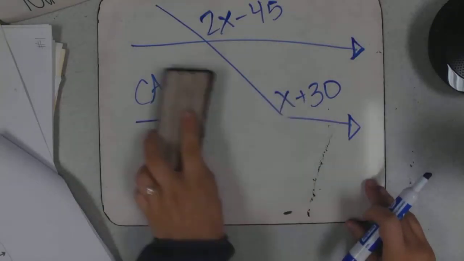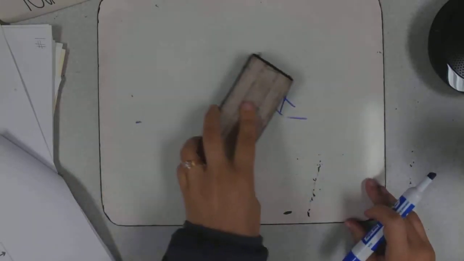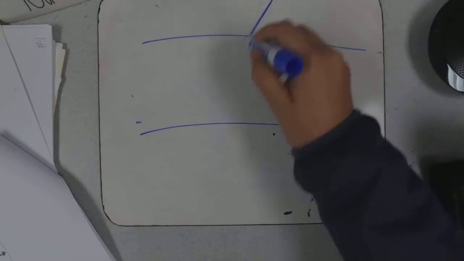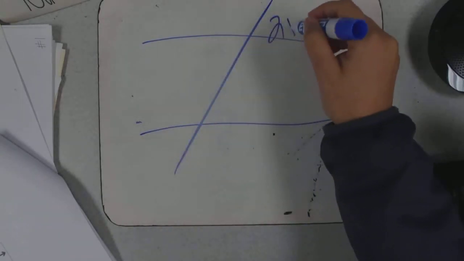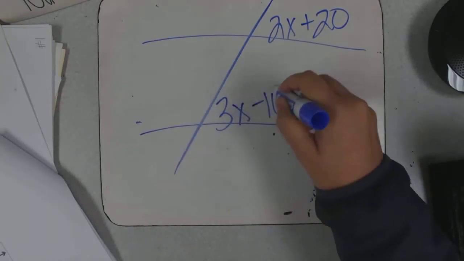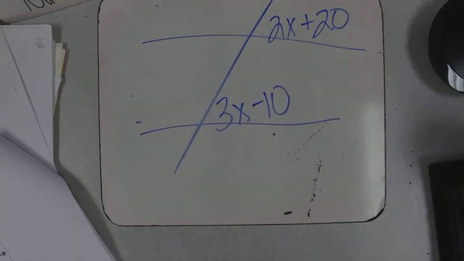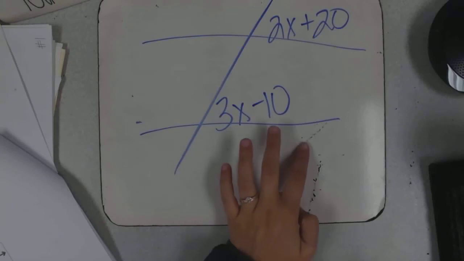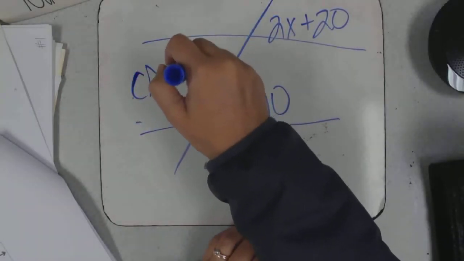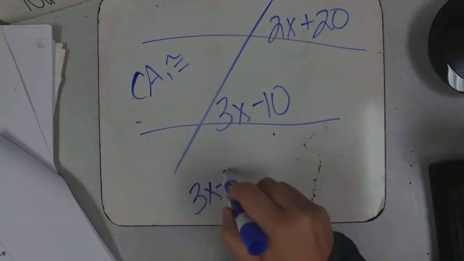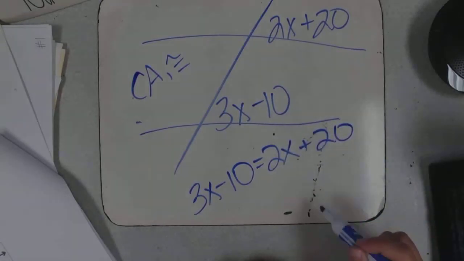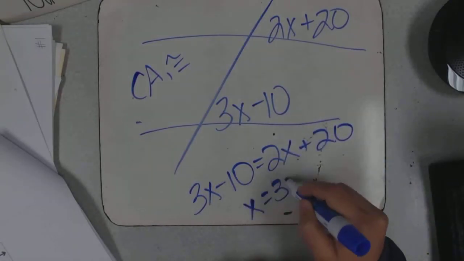Okay, our last example. Same diagram. 2x plus 20, 3x minus 10. Now maybe pause the video and just see if you can figure this one out on your own. For this example, we actually have corresponding angles again, and they're congruent. So 3x minus 10 equals 2x plus 20. Again, you solve for x, you get x equals 30.